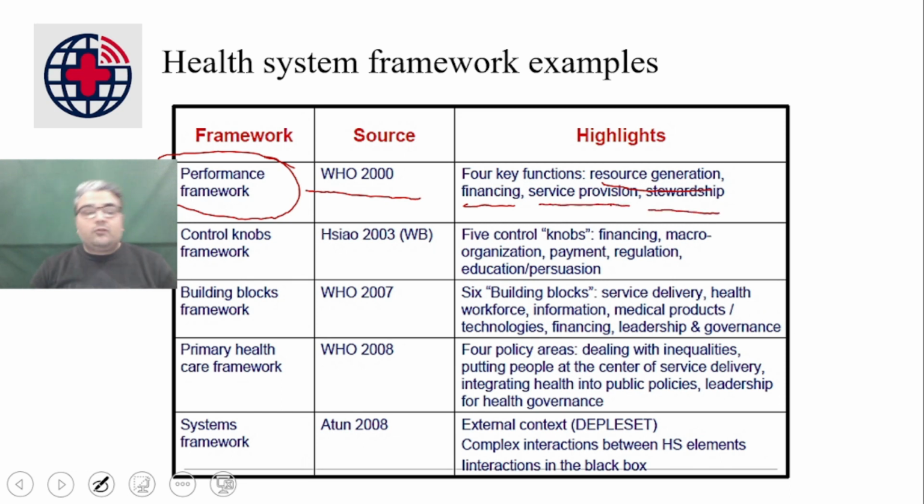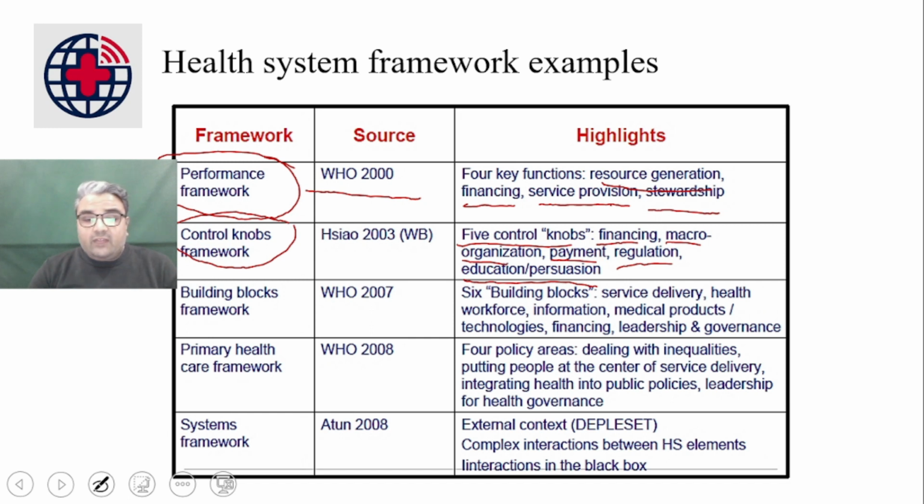Then we have the World Bank control knobs, which has a very economic perspective to it and says that there are basically 5 control knobs, and if you play with them correctly, you can improve the health system, which are financing, organization at the macro level, payment mechanisms, regulation, and education and persuasion. And it's a very economic focus on the health system itself. Then we had the building blocks framework that came in 2007, and it has a 6 building blocks approach.